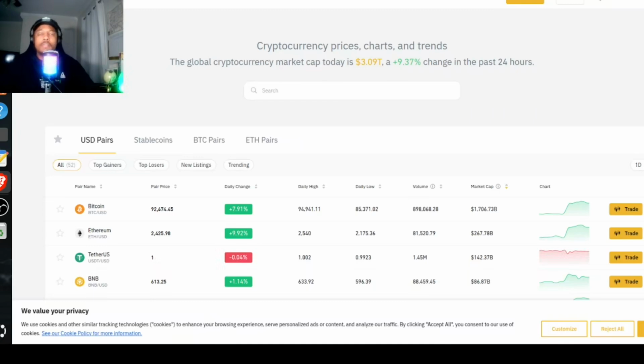We're going to be going over their platform, looking at different features on their website. This is a cryptocurrency exchange where you can buy, sell, and trade different cryptocurrencies like Bitcoin, Ethereum, and many others.